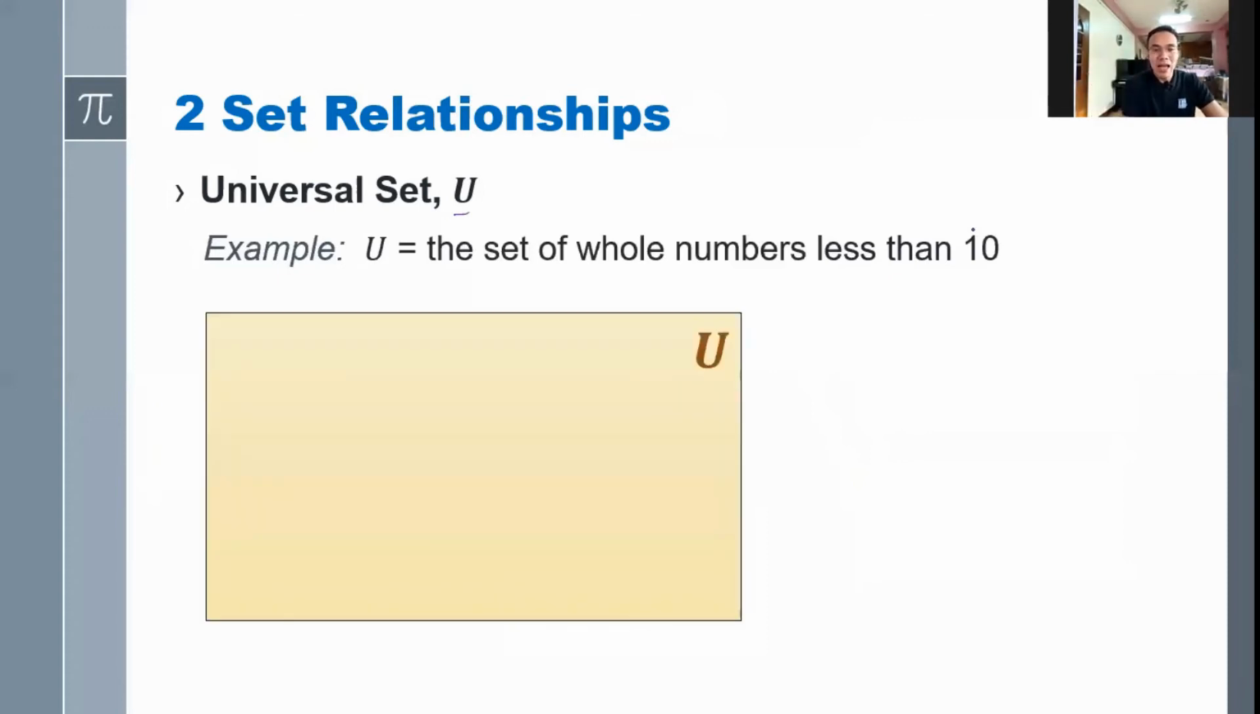Okay? And the whole numbers less than 10 are 0, 1, 2, 3, 4, 5, 6, 7, 8, and 9. These are the elements in the universal set. And there are 10 of them. Therefore, the cardinality of the universal set in our example is 10.